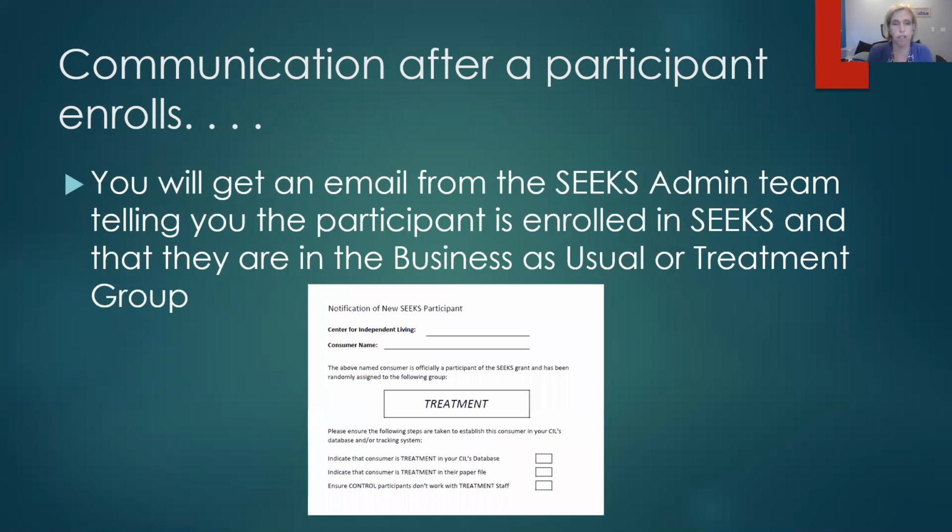We showed you this in a previous training, but you'll get this form that will have your name on it and the consumer's name on it, and it will tell you what group they're in. That's your way to then set up the system. You need to set it up so that you can keep clear who's in the treatment and who's in control, so that we don't get that contamination.